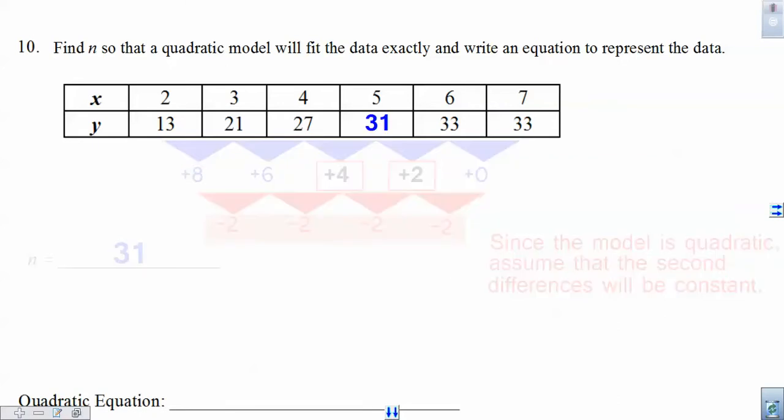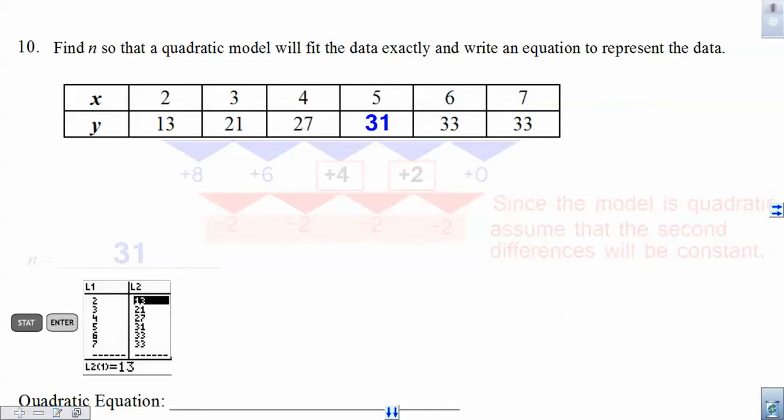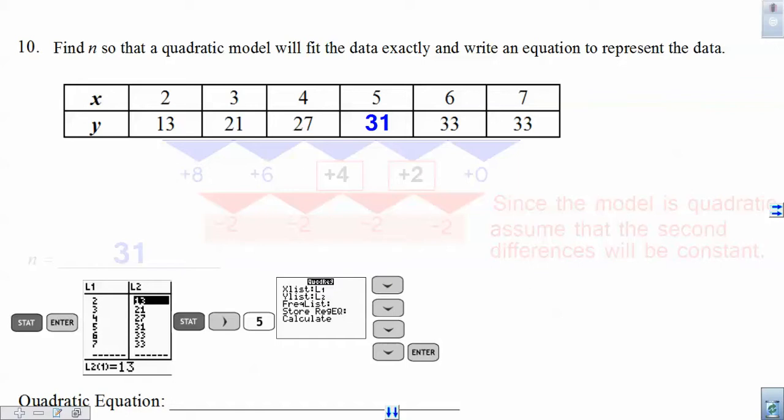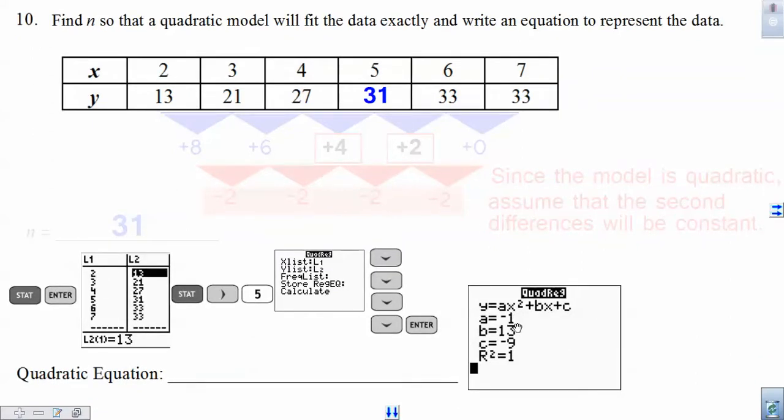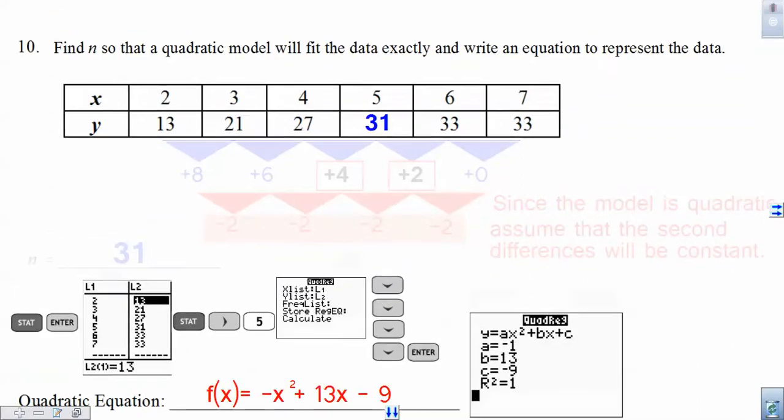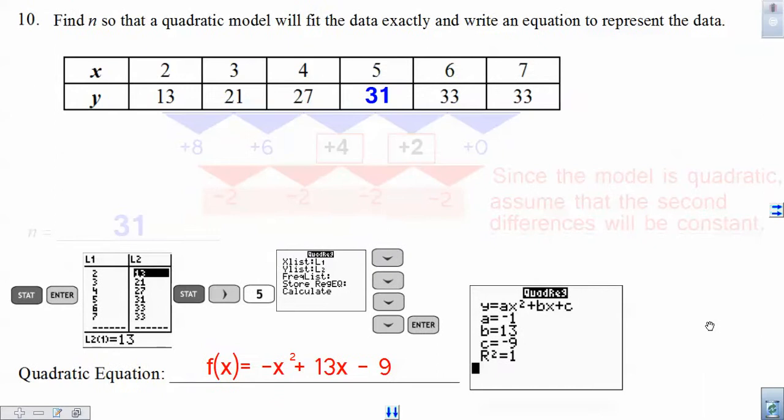And then when it comes time to find the equation for it, we're going to take that data and enter it into our table. So pressing the stat and the enter button, and then going over to calculate our quadratic regression leads us to this value right down here. And remember, we can interpret all that information and throw it right into our equation just like this. Okay, so we have -x squared plus 13x minus 9.